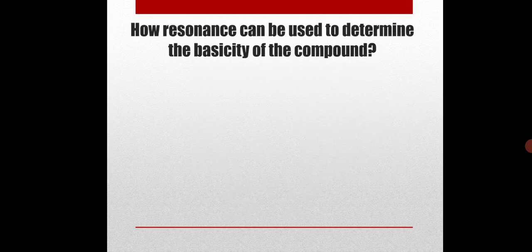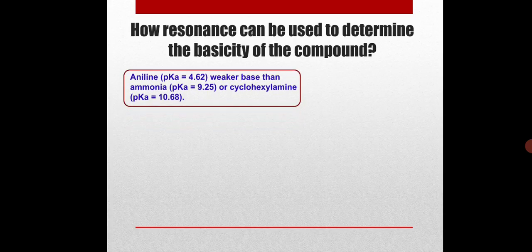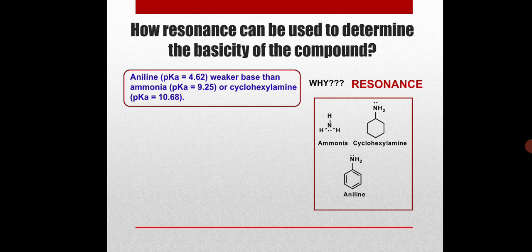Resonance can also be used to determine the basicity of the compound. Aniline is a weaker base than ammonia or cyclohexylamine. Why? This is also because of resonance. These are the structures for ammonia, cyclohexylamine and aniline.